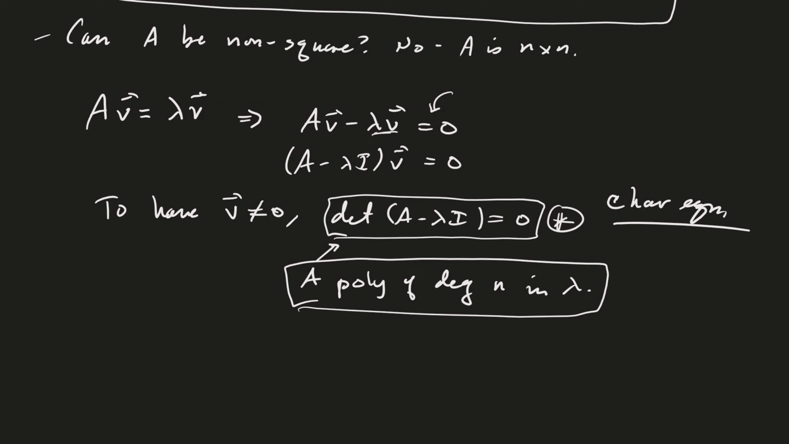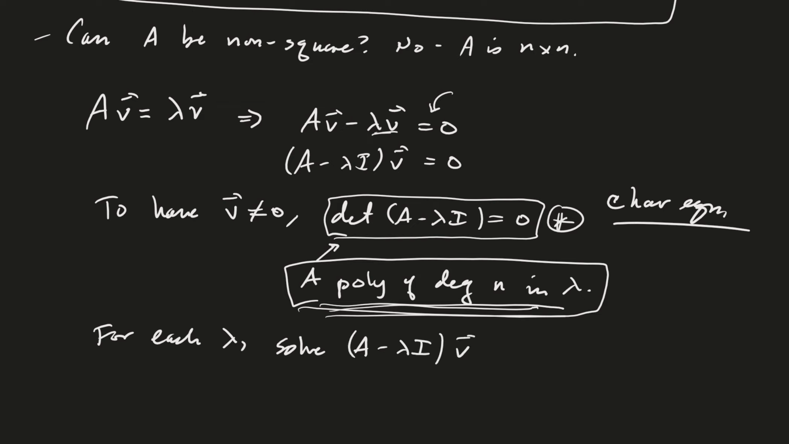All right. So once you've found your polynomial of degree n, you set it equal to 0, of course, and solve. And for each lambda, you have to go back to the original set of equations and solve A minus lambda I times v equals 0.